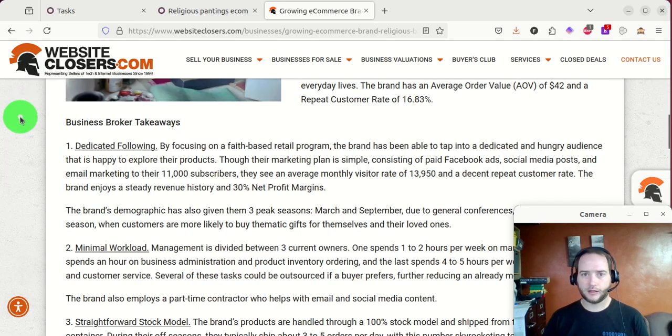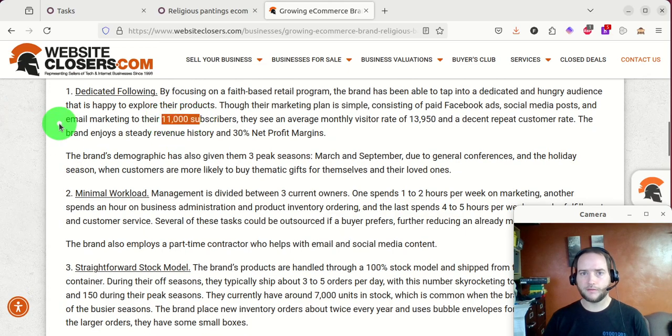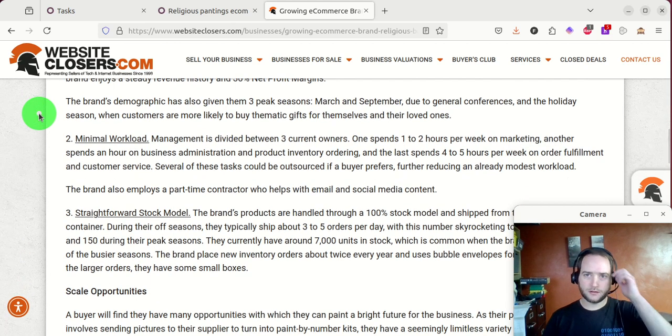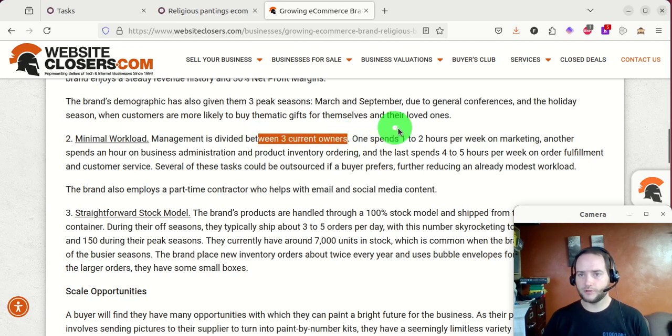They use Facebook ads. They have email marketing of 11,000 subscribers. Peak seasons March and September. 3 owners. Okay. 1 owner spends 1 to 2 hours per week on marketing. Another spends an hour on business administration. The last spends 4 to 6. So basically they work 8 hours a week is what they're saying. And based on the 8 hours a week, they're able to deal with everything. Could be outsourced, so they haven't. Interesting.